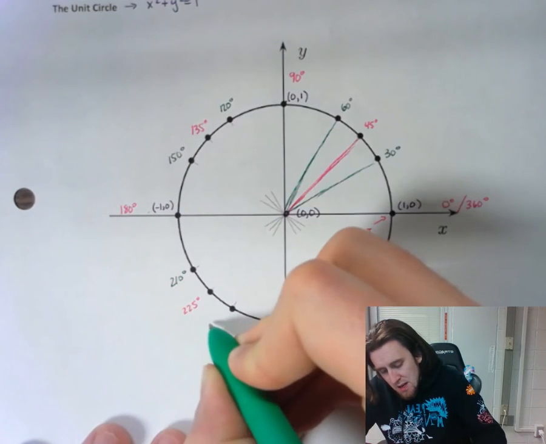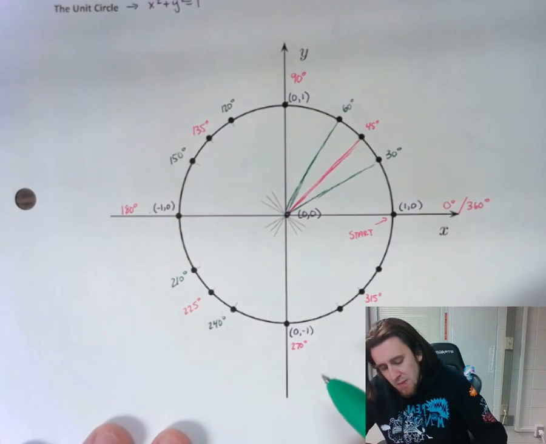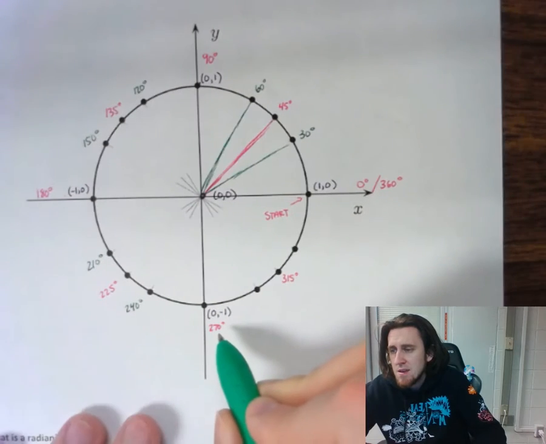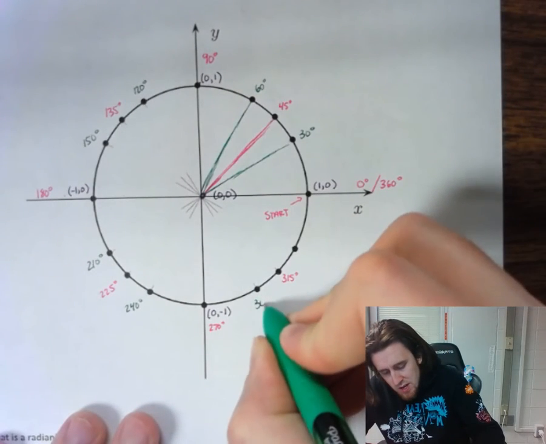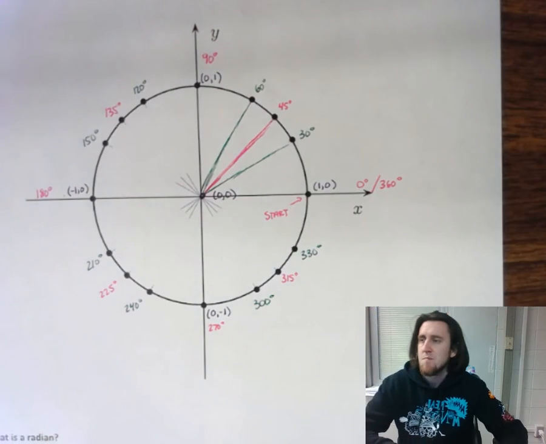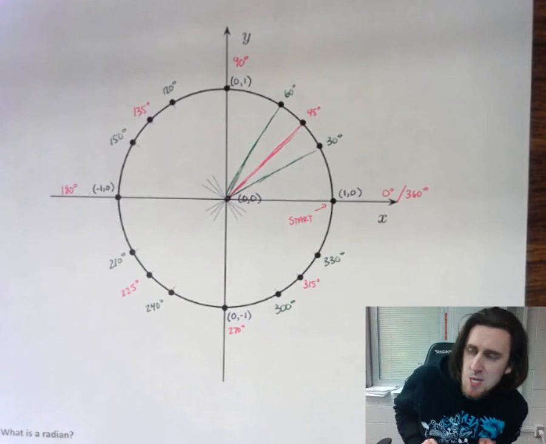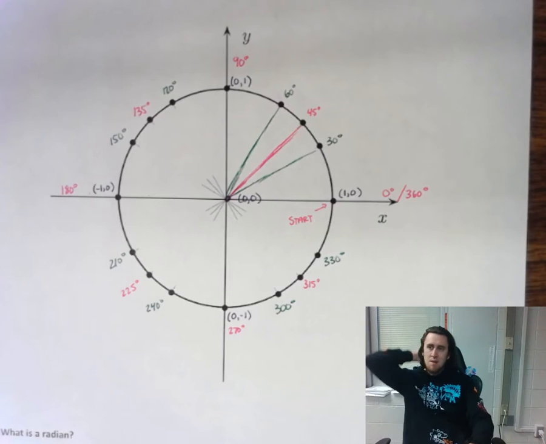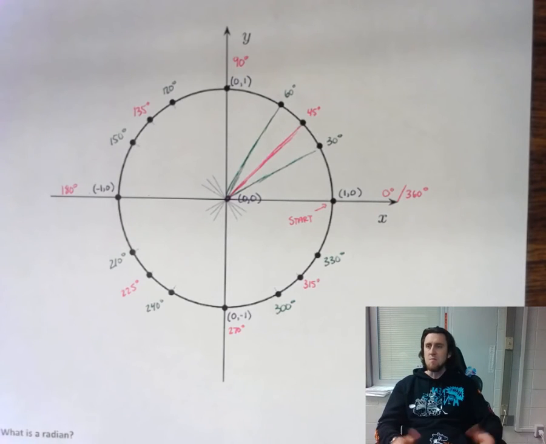210. 240. 270. 300. 330. And 360. And boom, we've got all the degrees done. Okay? Which is kind of neat.